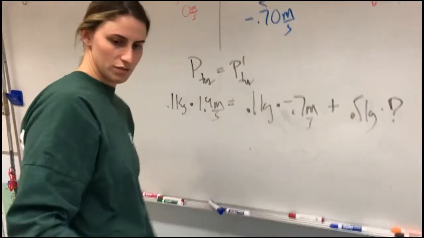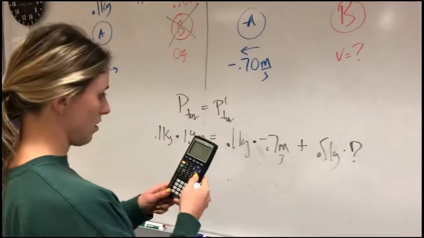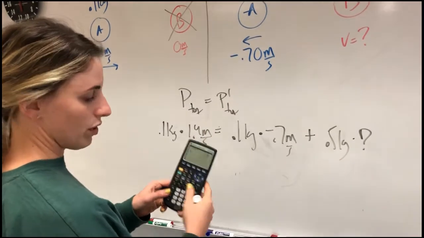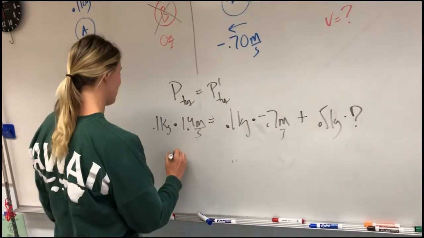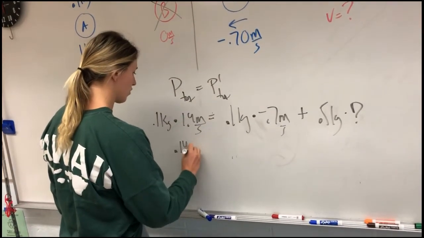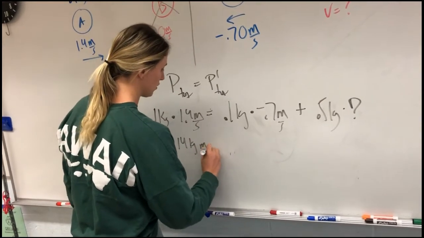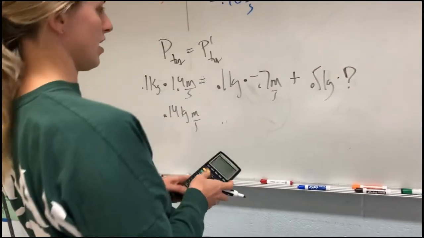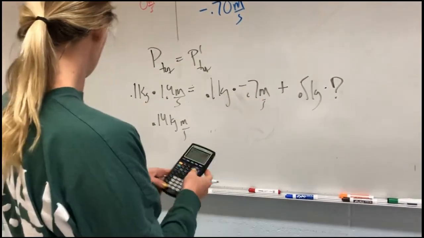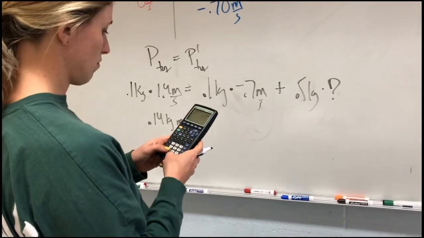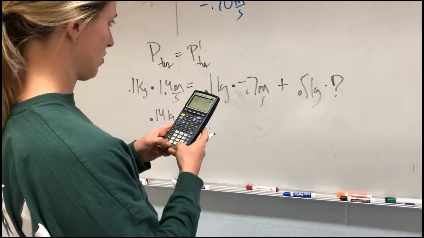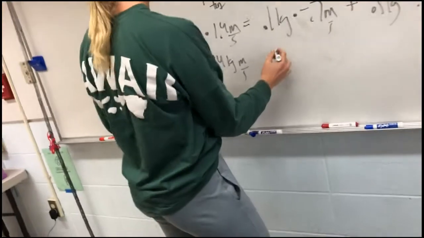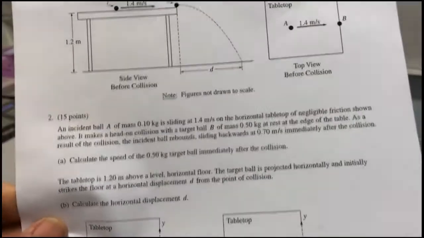So let's do some math here. 0.1 times 1.4, and I get 0.14 kilograms meter per second. Then this is going to be negative 0.07, since it's 0.1 times negative 0.7. Wait a minute, is it negative 0.7? Yes, it is.